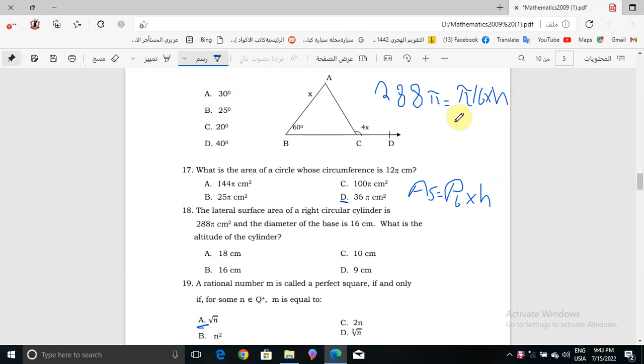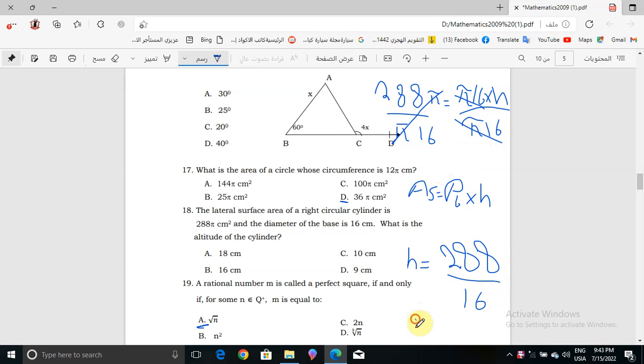Then we divide over pi 16 on both sides, because we need to find the height. Then cut pi with pi, then here 288 divided by 16, so height is equal to 288 divided by 16. That means height is equal to what? 18 centimeters. So the correct answer for question number 18 is in choice A, which is 18 centimeter. Okay, now let's go for question number 20.